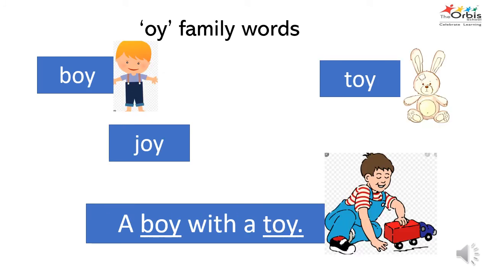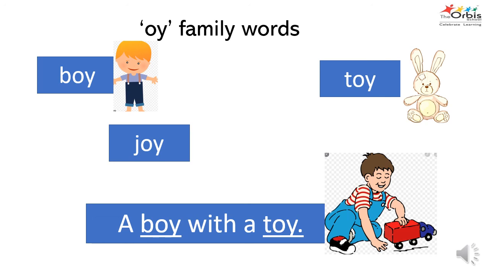O says O, Y says Y, OY. Today we are going to revise OY family words. B says B, O says O, Y says Y, boy. T says T, O says O, Y says Y, toy. J says J, O says O, Y says Y, joy.